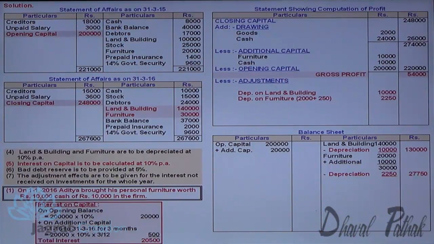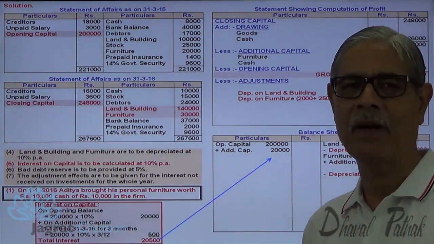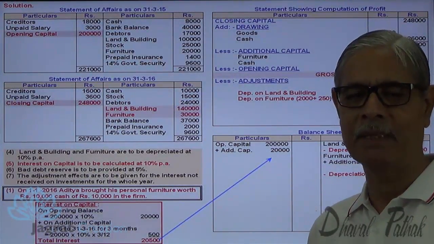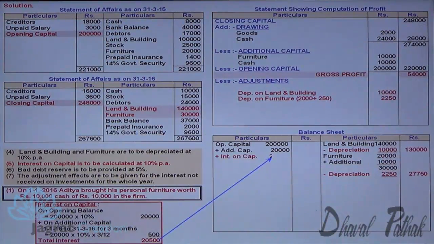So total interest on capital is added to the capital balance, and the interest on capital is identified as one type of financial expenses in the business. To that extent, gross profit declines. So interest on capital is added here and it is deducted from the profit 54,000.